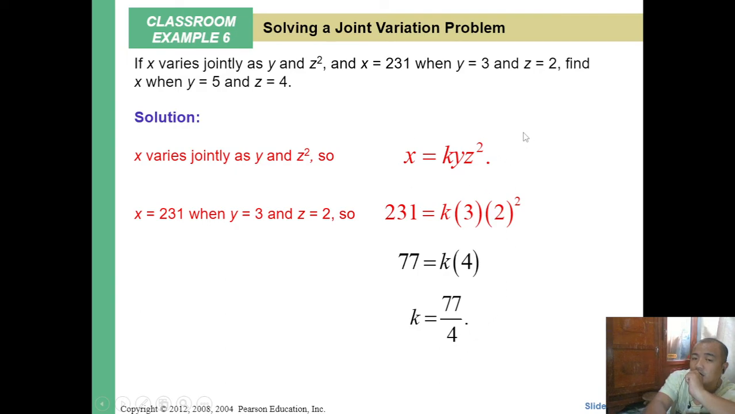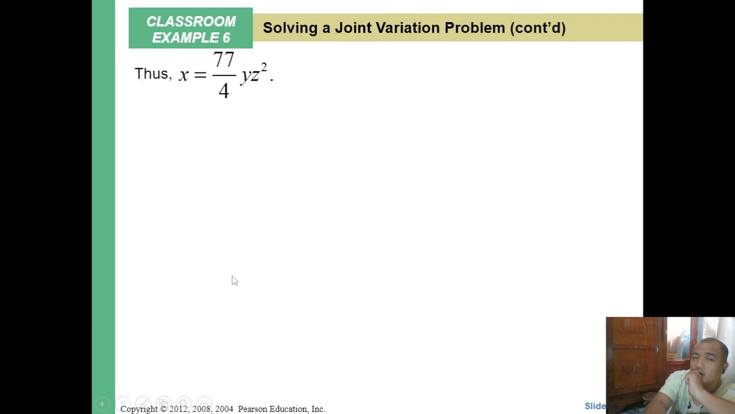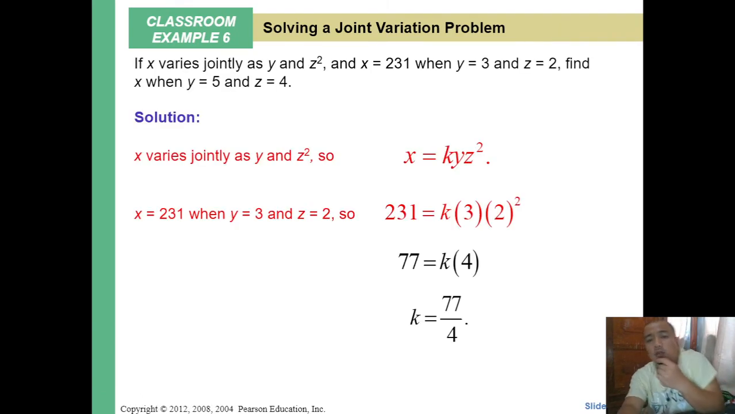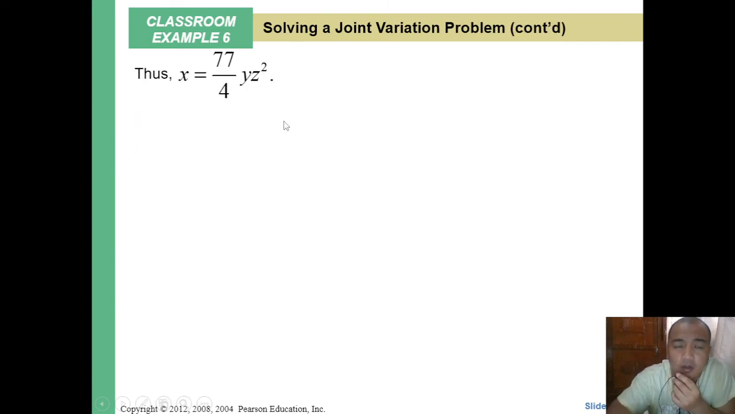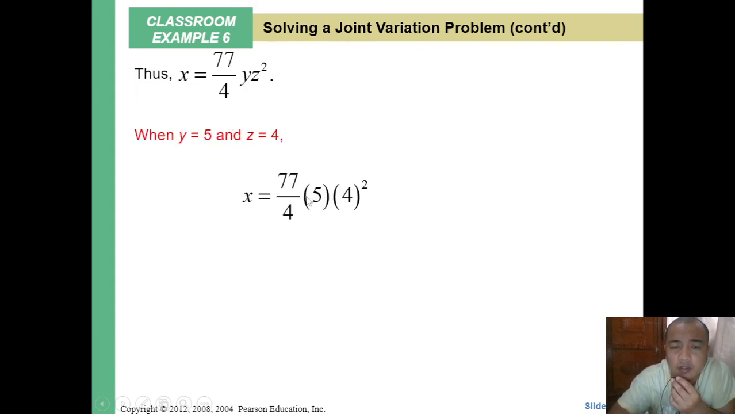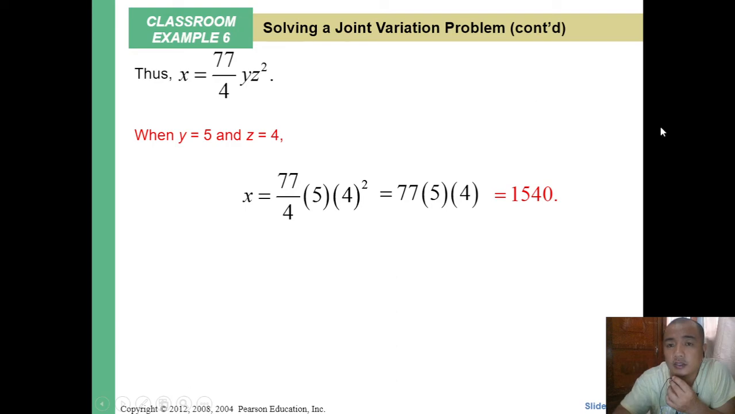Substitute here in the equation of variation. x equals 77 over 4 y z squared. Now the question is, find x when y equals 5 and z equals 4. What we are looking for is x. So here, substitute y by 5 and z by 4. 77 over 4 times 5 times 4 squared is equivalent to 77 times 20, 1,540 is the answer for classroom example 6. Okay?